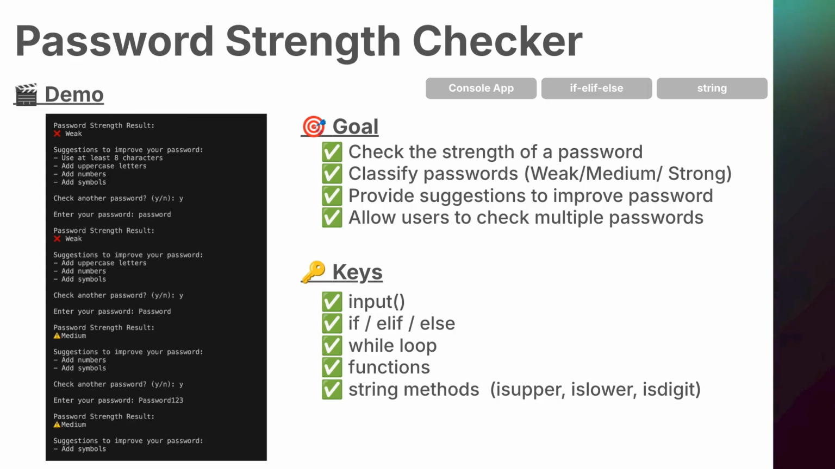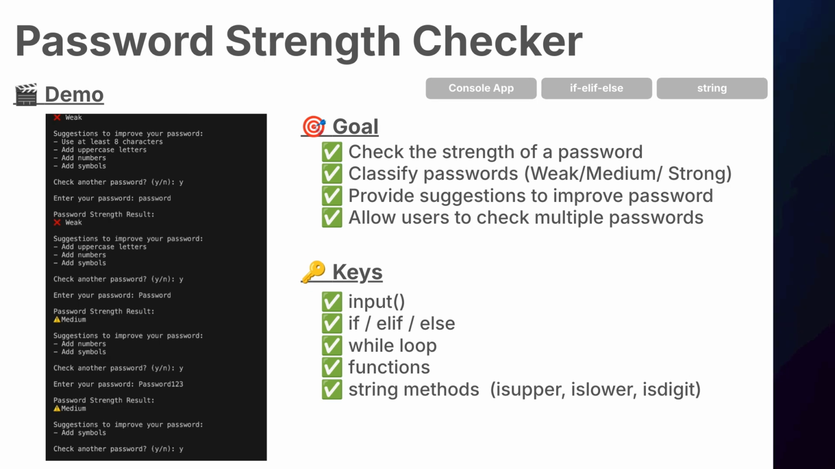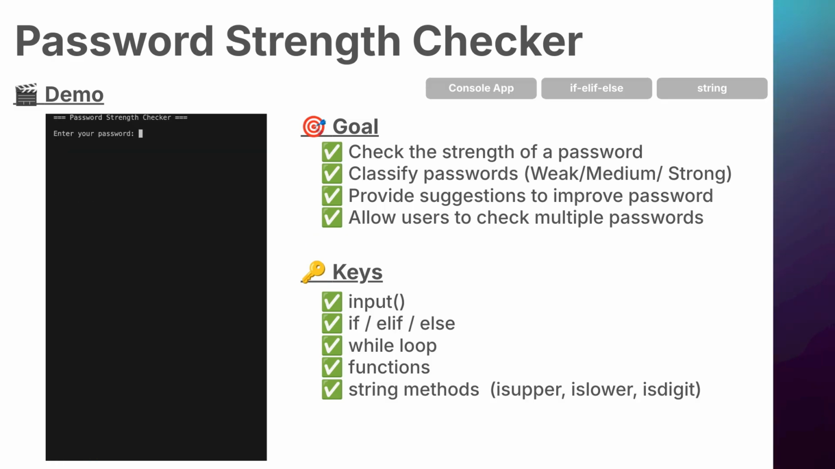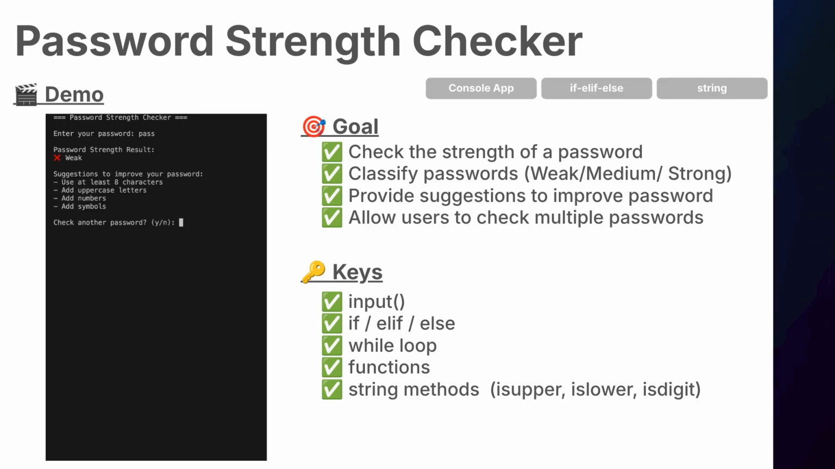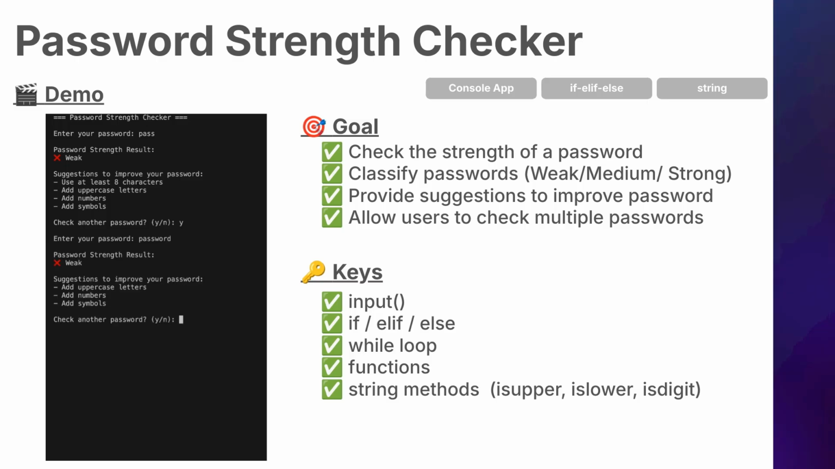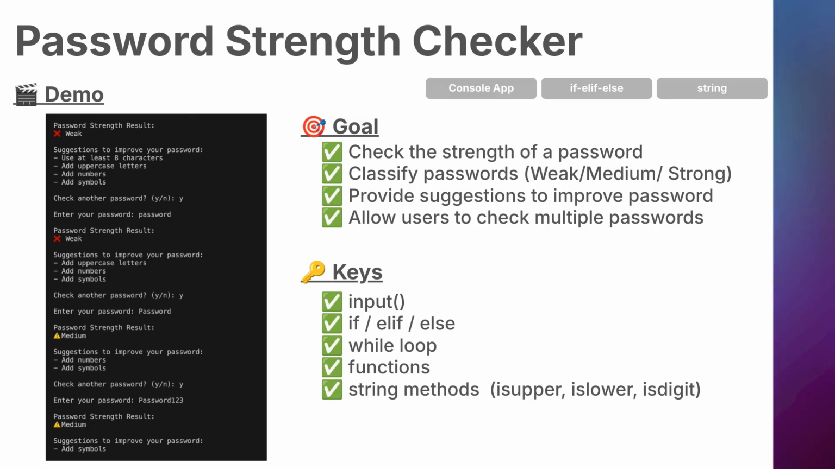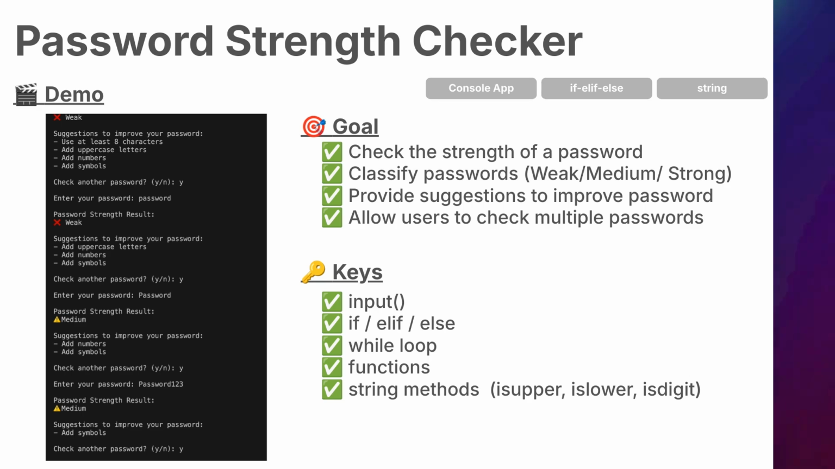To build this, we'll use core Python concepts that are essential for beginners. We'll take user input using input, store and check values using variables, and control the program flow with if, elif, and else. A while loop allows the application to keep running so users can test multiple passwords. We'll also organize our logic into functions and use string methods like isupper, islower, and isdigit to analyze each character in the password. In the next step, we'll walk through the coding step by step so you can clearly see how everything fits together.